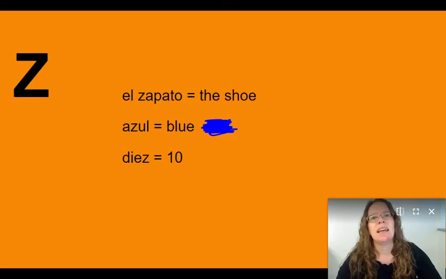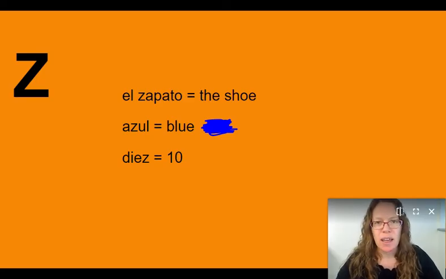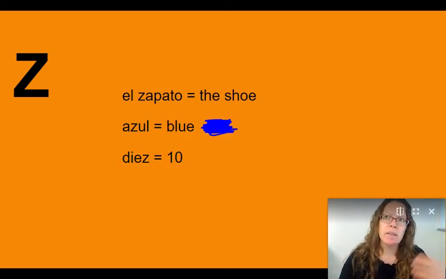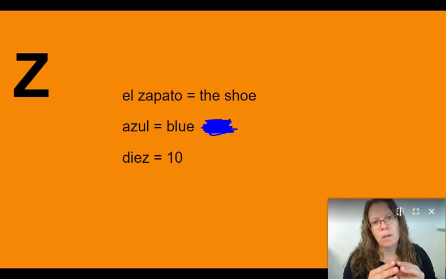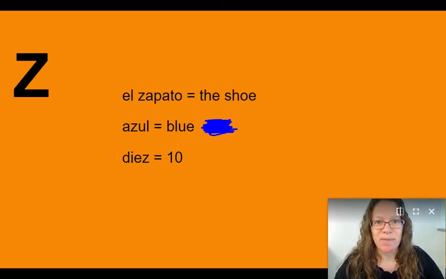Finally, the letter Z is different from English. In English, the letter Z is like a bee buzzing. In Latin American Spanish, the letter Z is like a snake hissing. That's what Z sounds like. In Spain, it's a different pronunciation for Z, like a TH sound, but we're working on Latin American Spanish. So remember, the letter Z is not like a bee buzzing. It's like a snake hissing. It sounds like an S in English. So these words are zapato, azul, 10.